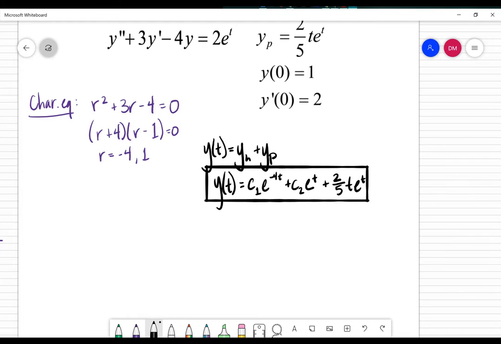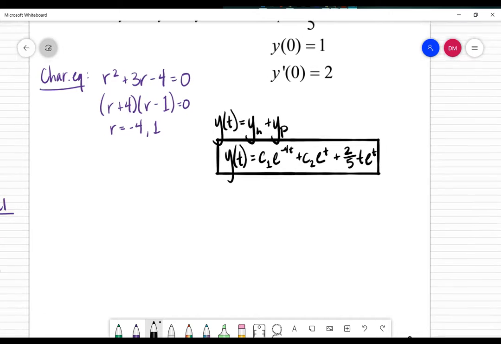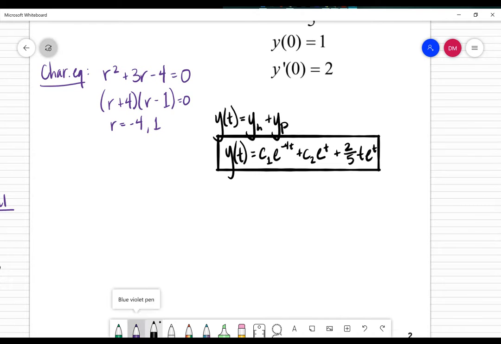And when I go to plug in my initial values, I need to be aware that for this particular solution, I have 2/5 t e to the t. So we're going to have to remember a little bit of product rule as well when we go to find the derivative. So I'm going to start with my first initial value here: 1 equals C1 e to the 0 plus C2 e to the 0.